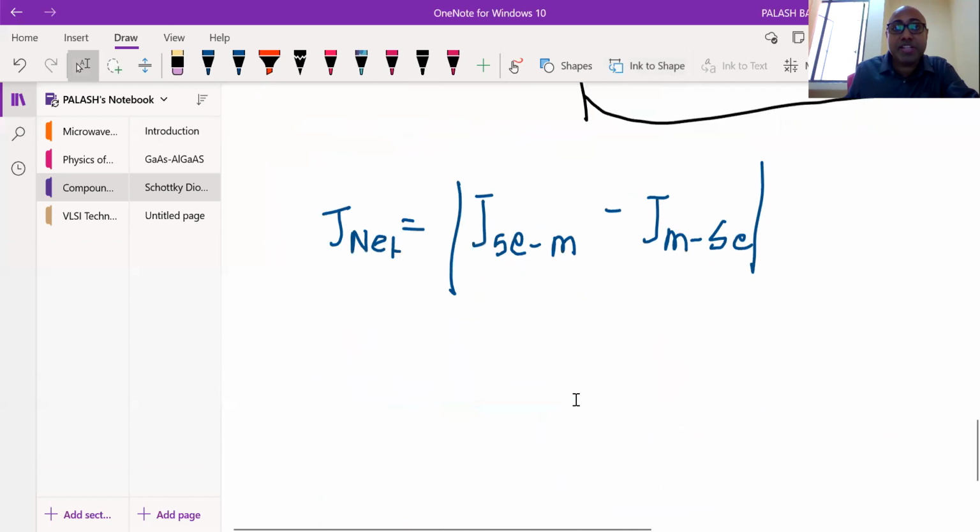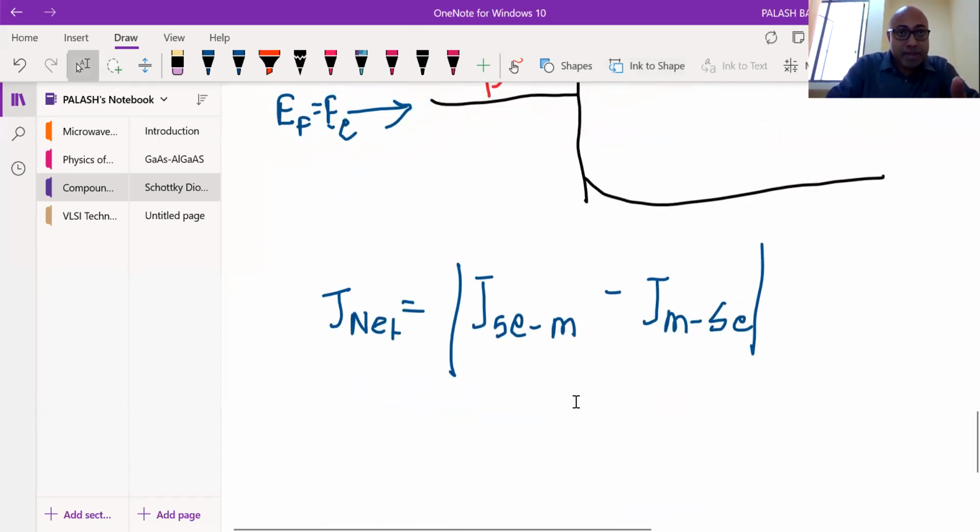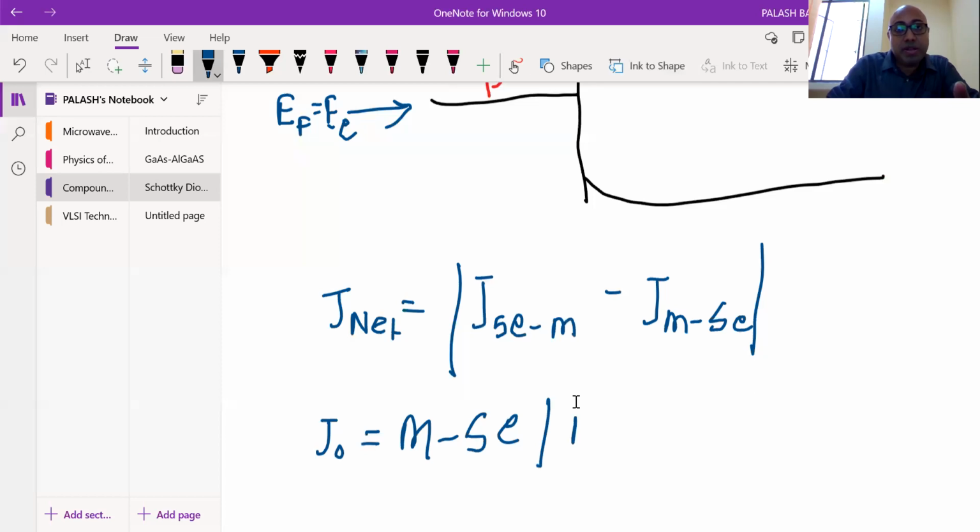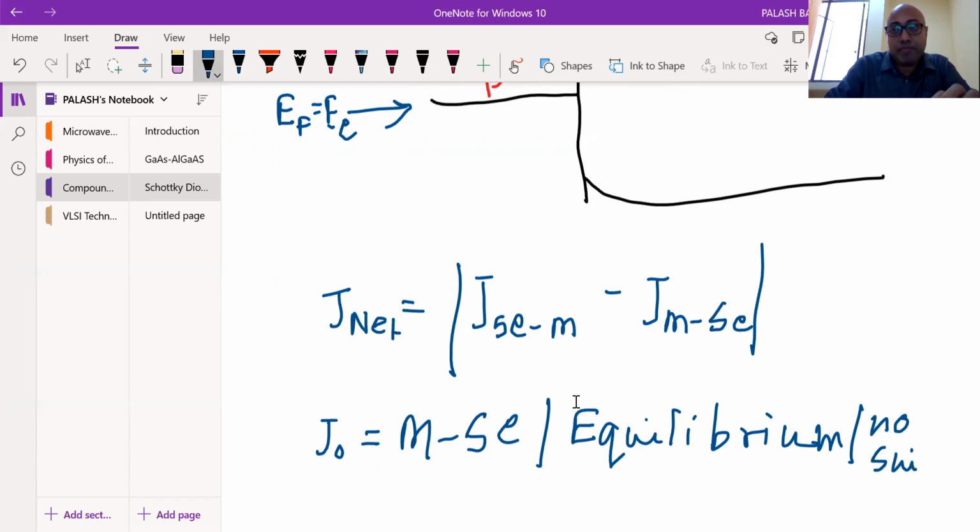So again, I'm just refreshing it. J0 is the current from metal to semiconductor at equilibrium. That's what I am writing, J0 equilibrium, and no shift of Fermi level. You can say it is quite trivial, no? Since it is equilibrium, there is no shift of Fermi level. I do understand, but look at these things.